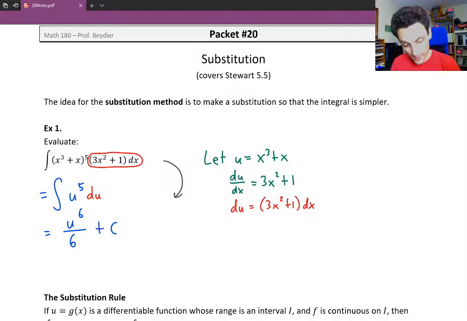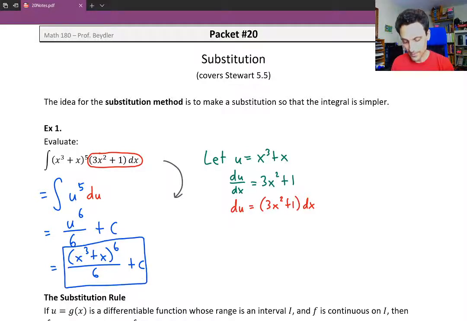Now the only last step is to go back to x. We can replace u with x cubed plus x, to the 6 over 6. And there we have the antiderivative of the function that we were starting out with. Now we can, again, double check everything by taking the derivative of this function that we got and double checking to make sure that that's going to be x cubed plus x to the 5th times 3x squared plus 1.